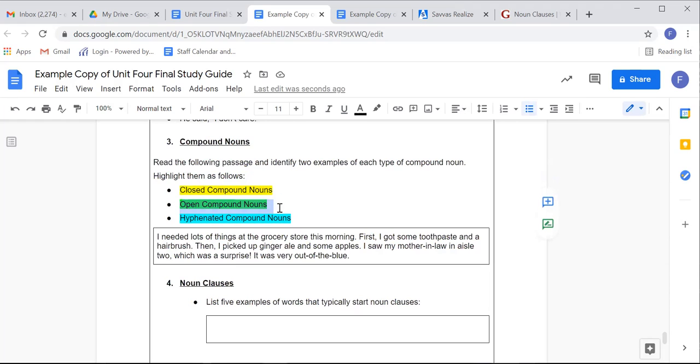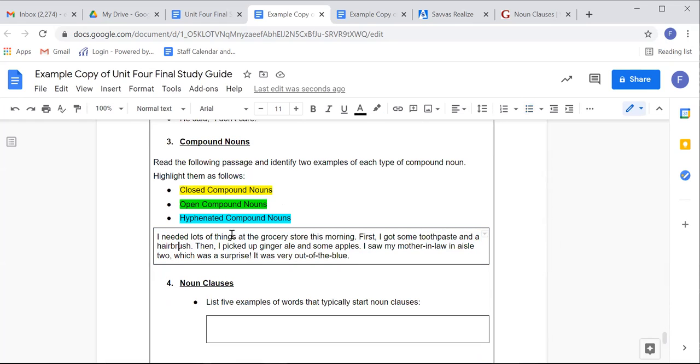Open compound nouns are the opposite. So they are 2 words that go together to mean one thing, but you still keep the space between the words. And finally, you can also hyphenate between those 2 words. You can have hyphenated compound nouns. But I have 2 of each in this following passage down here. So I'll point out where those are. Here's your first sentence.